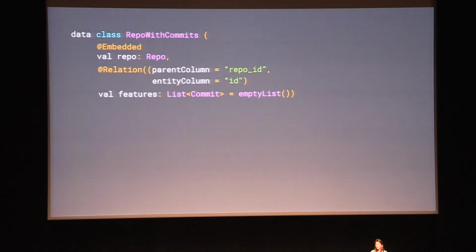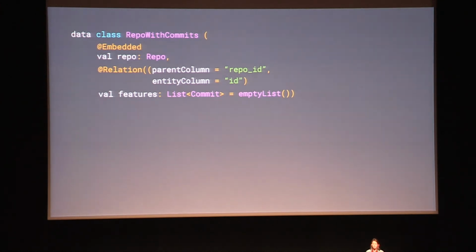We can help you with the @Relation annotation. So more precisely, here I'm defining, I'm embedding the repo. So this means that I'm telling Room that I want all the fields from the repository, from that table. And then I'm adding a list of commits.